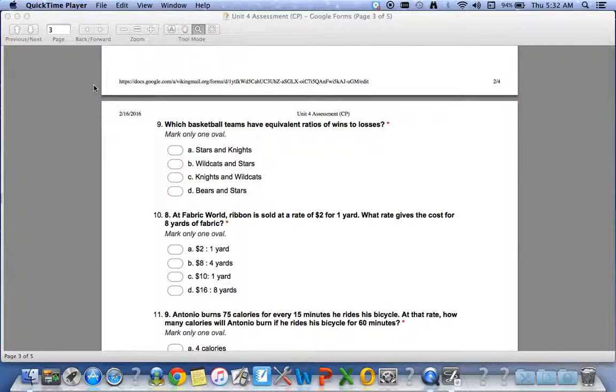Number 10, or number 8. At Fabric World, ribbon is sold at the rate of $2 for 1 yard. What rate gives the cost for 8 yards of fabric? A. $2 for 1 yard, B. $8 for 4 yards, C. $10 for 1 yard, and D. $16 for 8 yards.